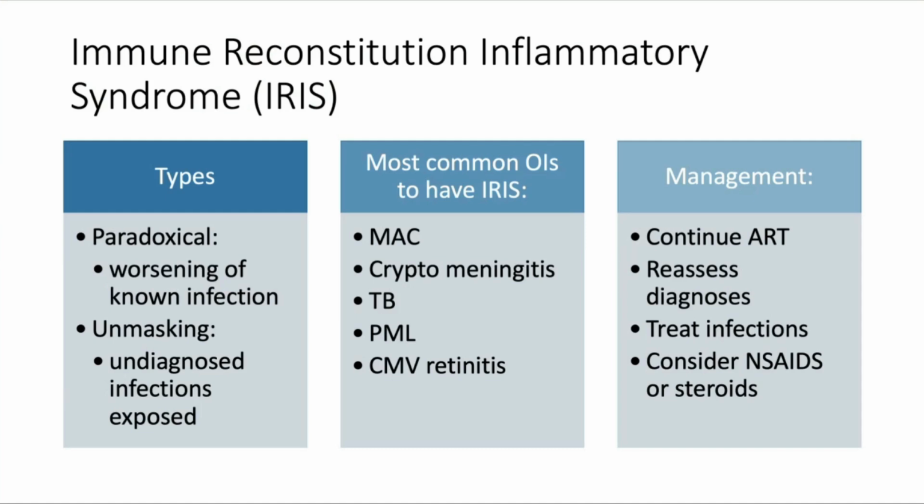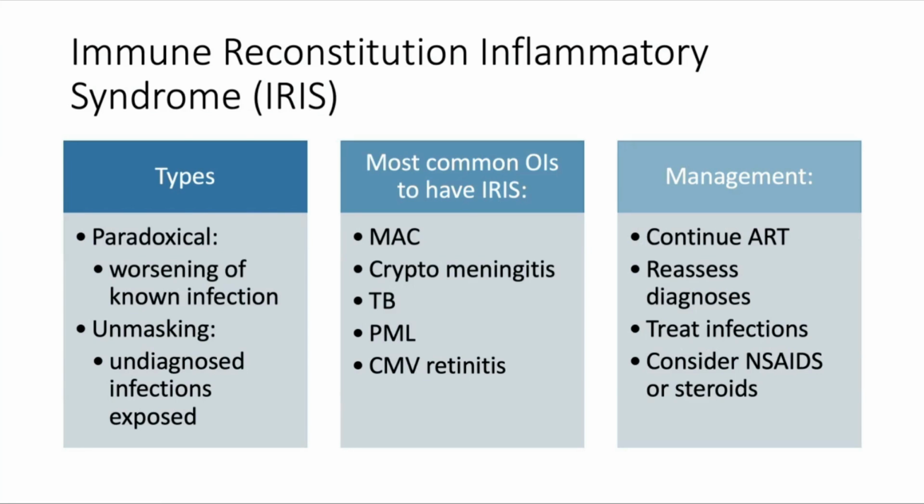So IRIS, a quick review of IRIS. It happens more commonly in people who are more immunosuppressed to start with. So people with low CD4 counts and high viral loads are the ones we most worry about IRIS in. And there are two types. There's paradoxical, where you have worsening of a known infection when you start ART, and that would be like the patient we had just now.